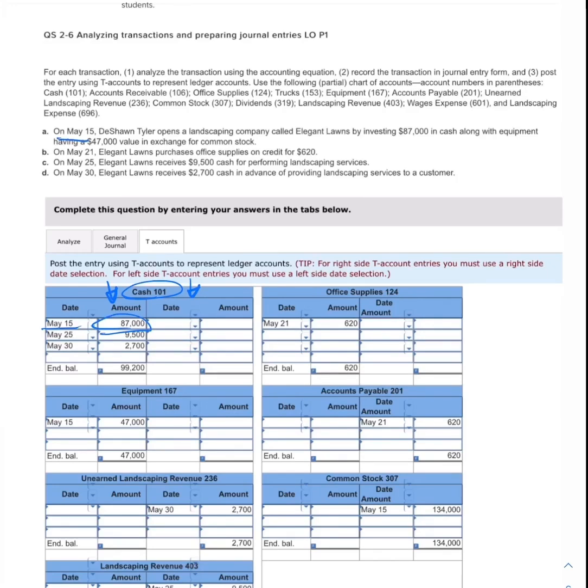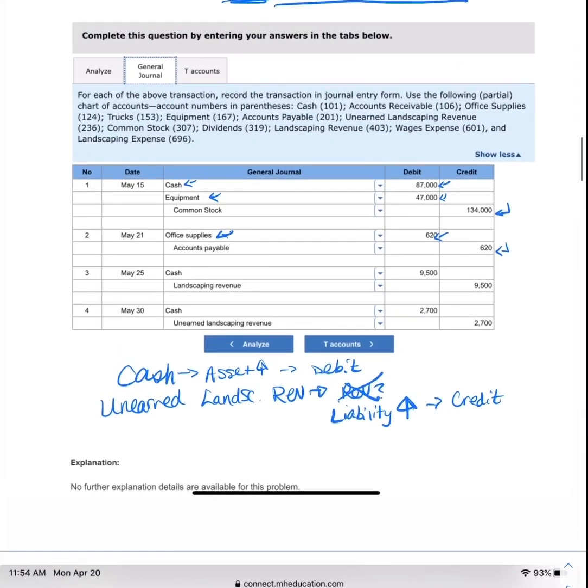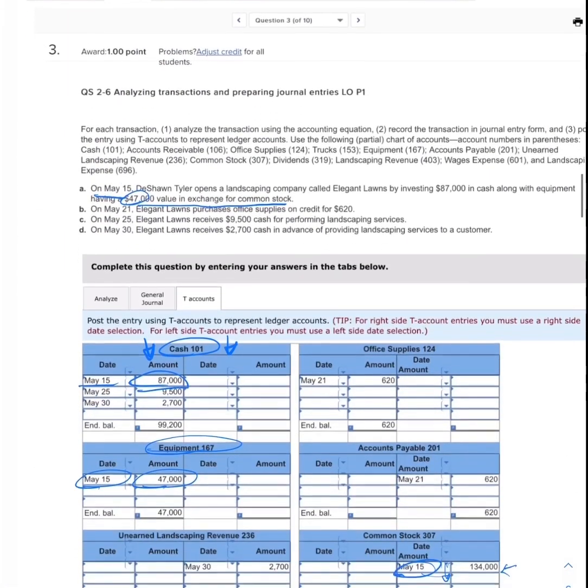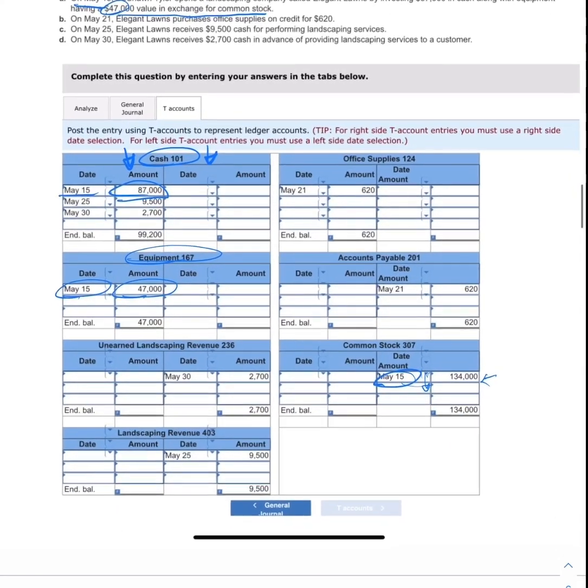Now, what else happened on that date? Well, also on May the 15th, we invested $47,000 in equipment. So I will now find my equipment T account. I will label the date as May 15th, input my $47,000. And finally, I will come down to my common stock account, locate the date May 15th in this drop-down box, and put the total of $134,000. And you'll do this after you complete your journal entries, so you can really just pull the information straight out of your journal entries and move it down into these T accounts, and then you'll be done with question number 3.